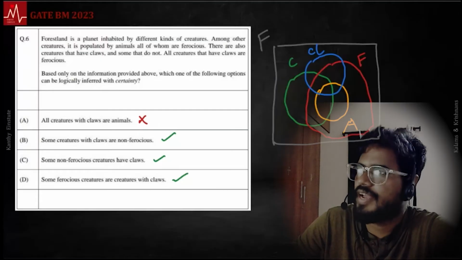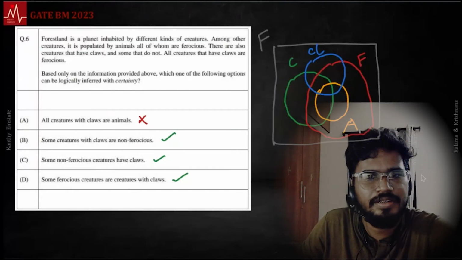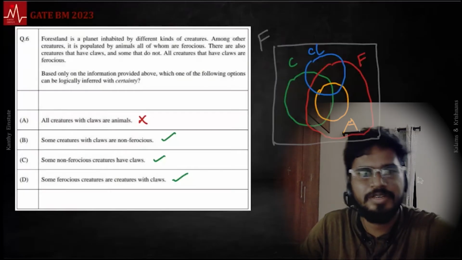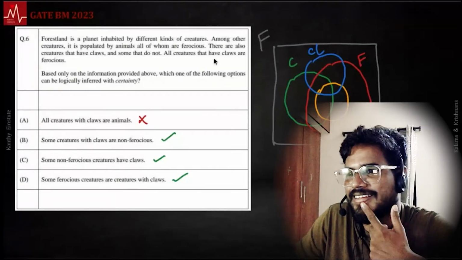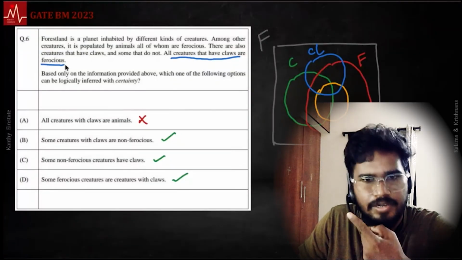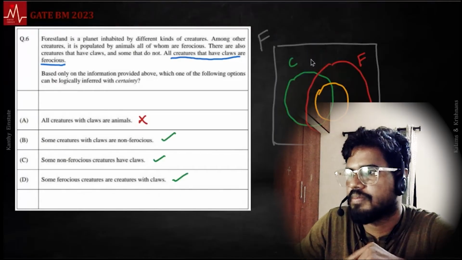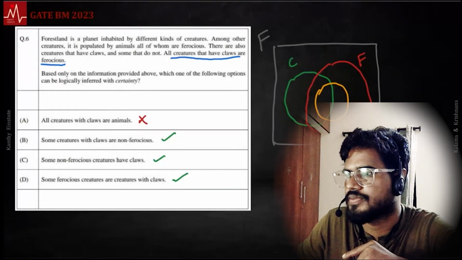Yeah, I drew the statement incorrectly, which is where I am. I'm in the void. All creatures that have claws are ferocious. I didn't draw it correctly. Claw is a proper subset of ferocious.